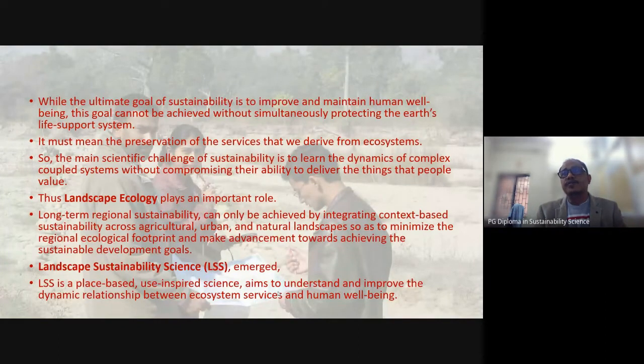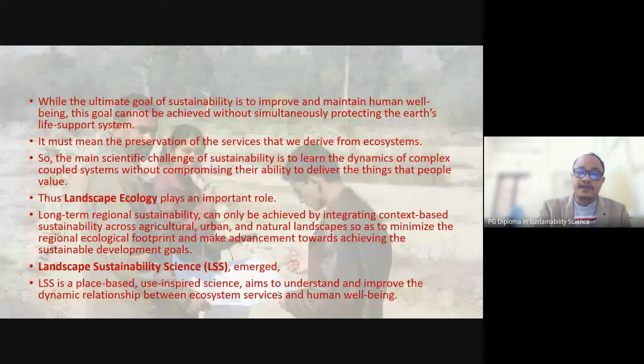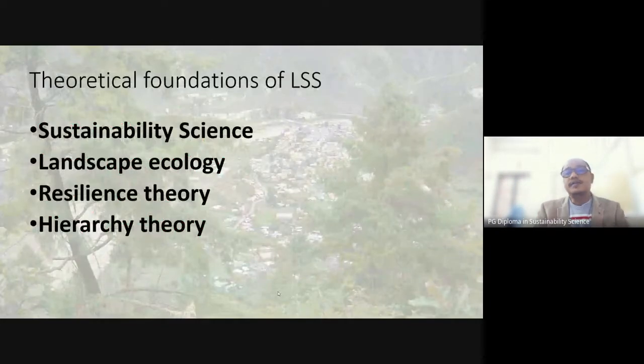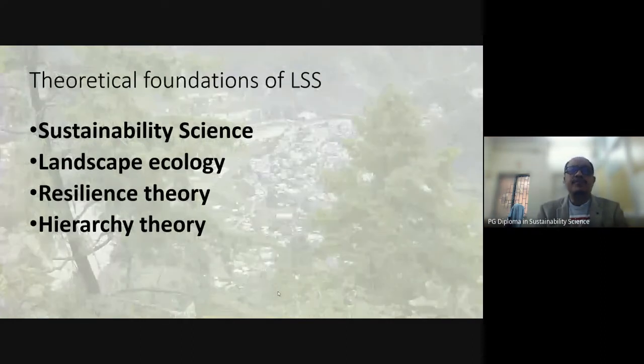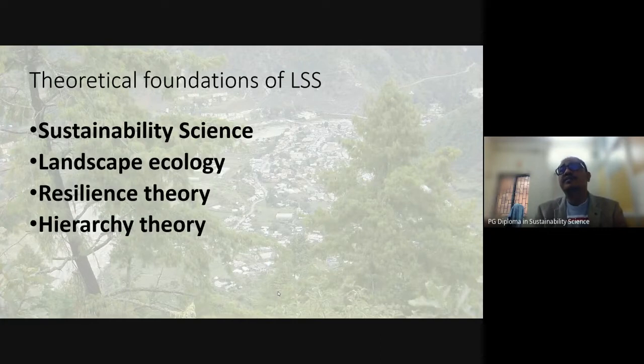Bringing society as a part of landscape. That's why it talks about landscape sustainability science, to understand that broader context of modern socio-ecological study. If you look into the theoretical foundation of landscape sustainability science, its first foundation is sustainability science. As you know, sustainability science is the study of the interaction between nature and society. That's the basic foundation: to achieve, or to bring back wherever possible, a harmonious relation between nature and society.